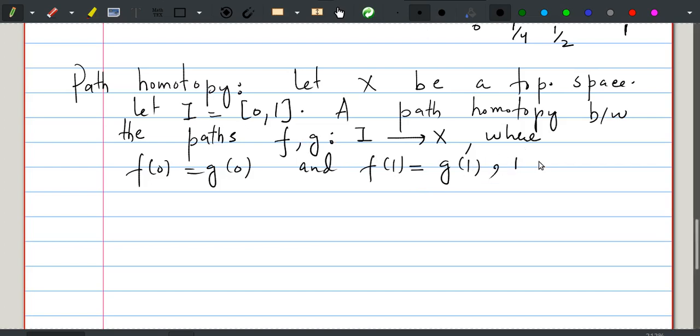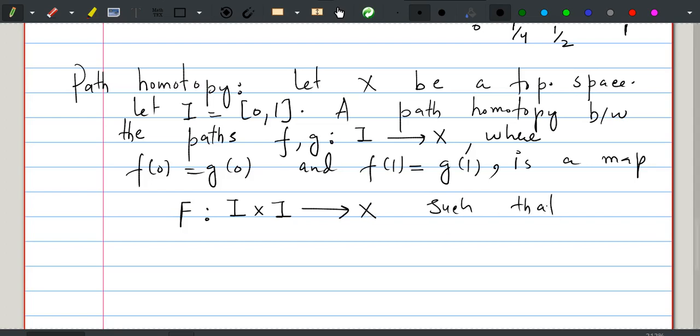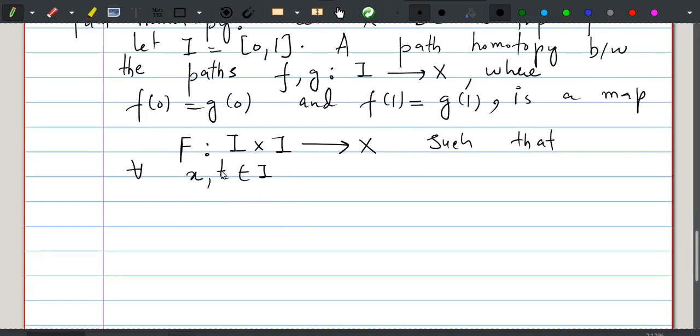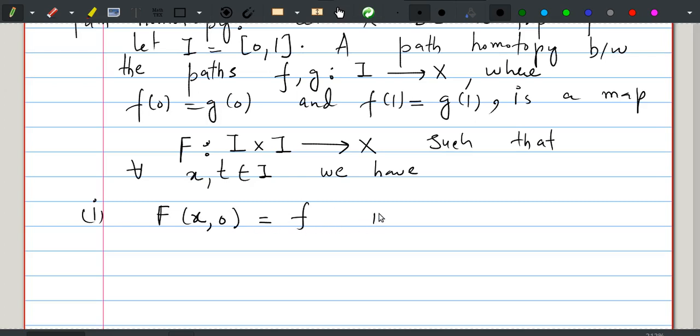is a map F from the closed unit interval I cross I to X, such that for all x and t belonging to I, four things must be satisfied. First one is, when we restrict F to t equal to 0 we should get small f. Second is, when we restrict F to t equal to 1 we should get g.